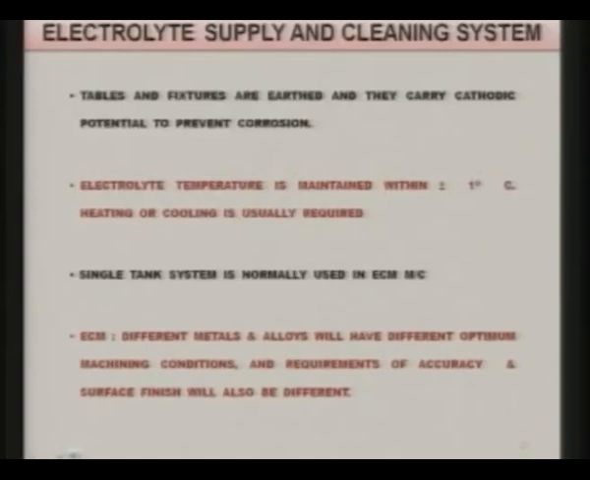ECM can machine different metals and alloys, which will have different optimum machining conditions depending upon the electrochemical equivalent of a particular workpiece material and other conditions. You will have different optimum machining conditions, and requirements of accuracy and surface finish also will direct what should be the optimum machining conditions.